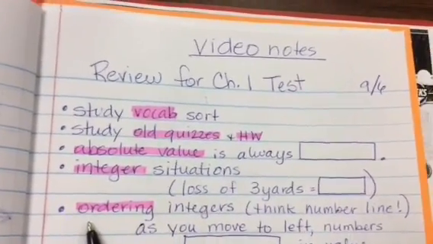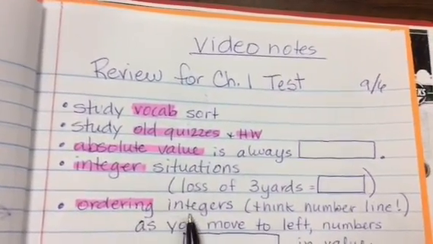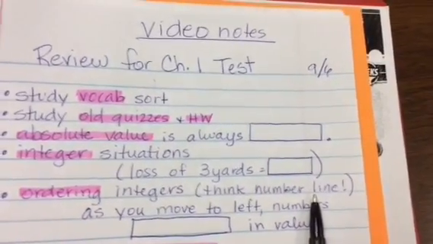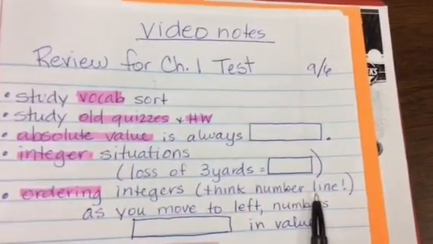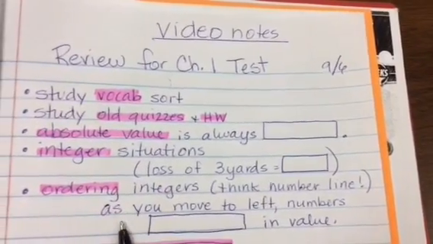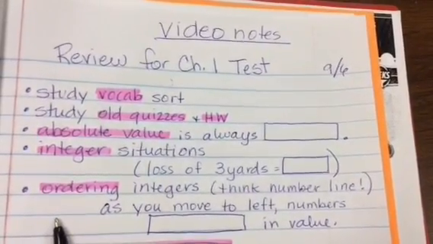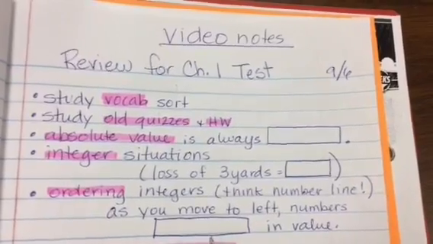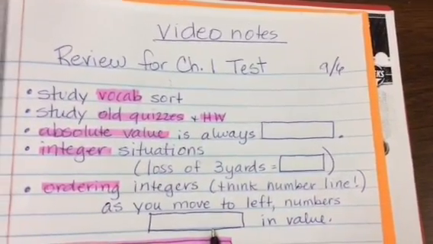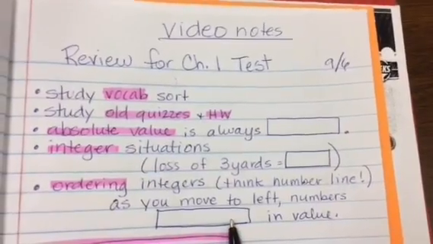Then you're going to have to put the integers in order. Think number line. We have a number line in the classroom. If you need to look at it, do that. Remember, the big rule is as you move to the left on a number line, the numbers, would that be increase in value or decrease in value? So fill that in.